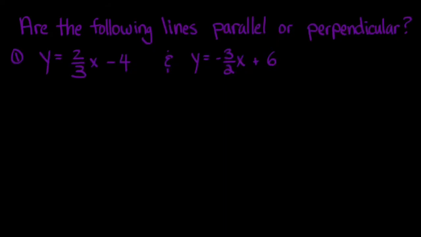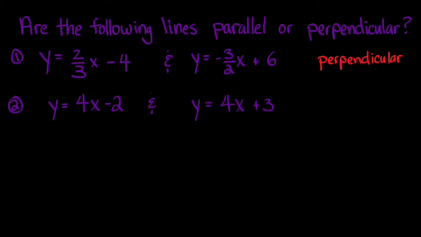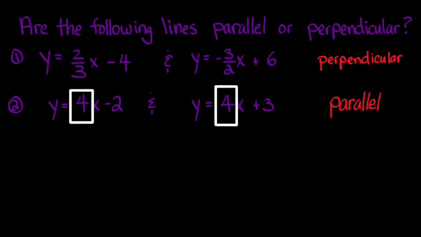So let's just practice this idea. Are these lines parallel or perpendicular? For number 1, if I have the 2/3 slope and the -3 over 2 slope, this is obviously perpendicular, right? It's all about the slope. These have the same slope, therefore they're parallel.